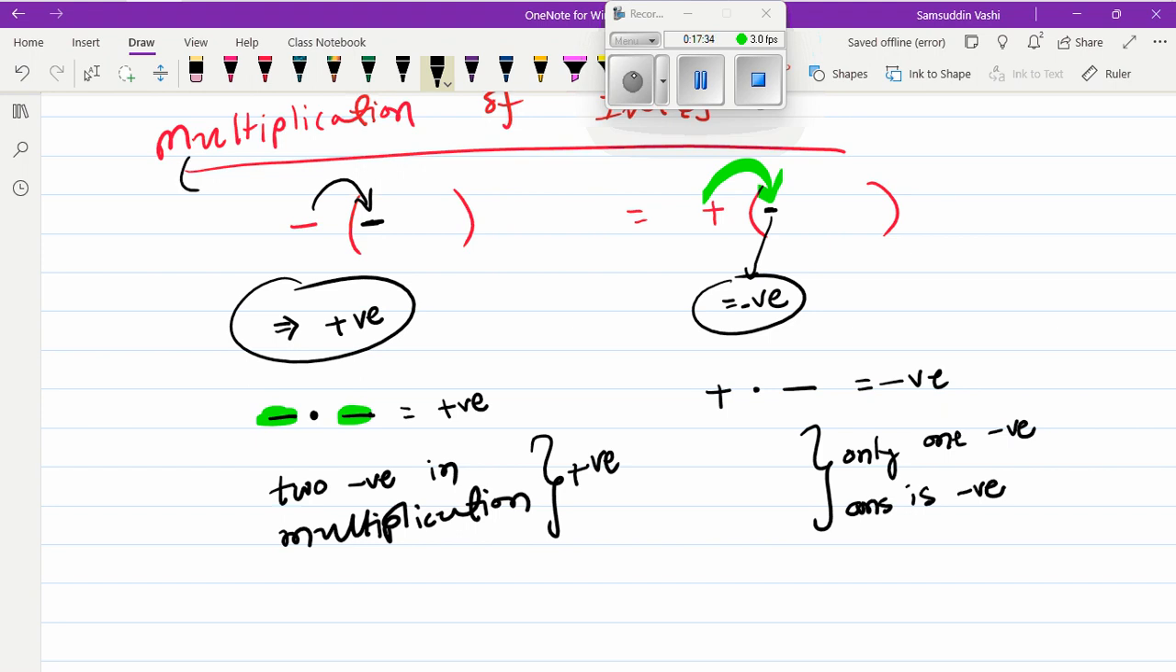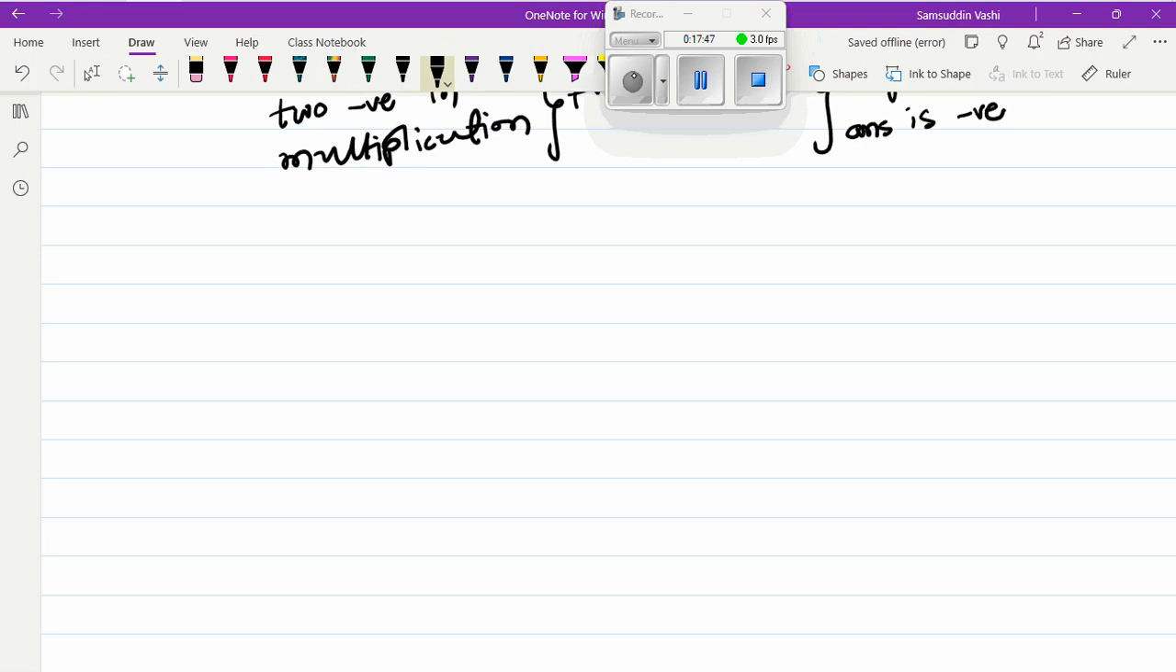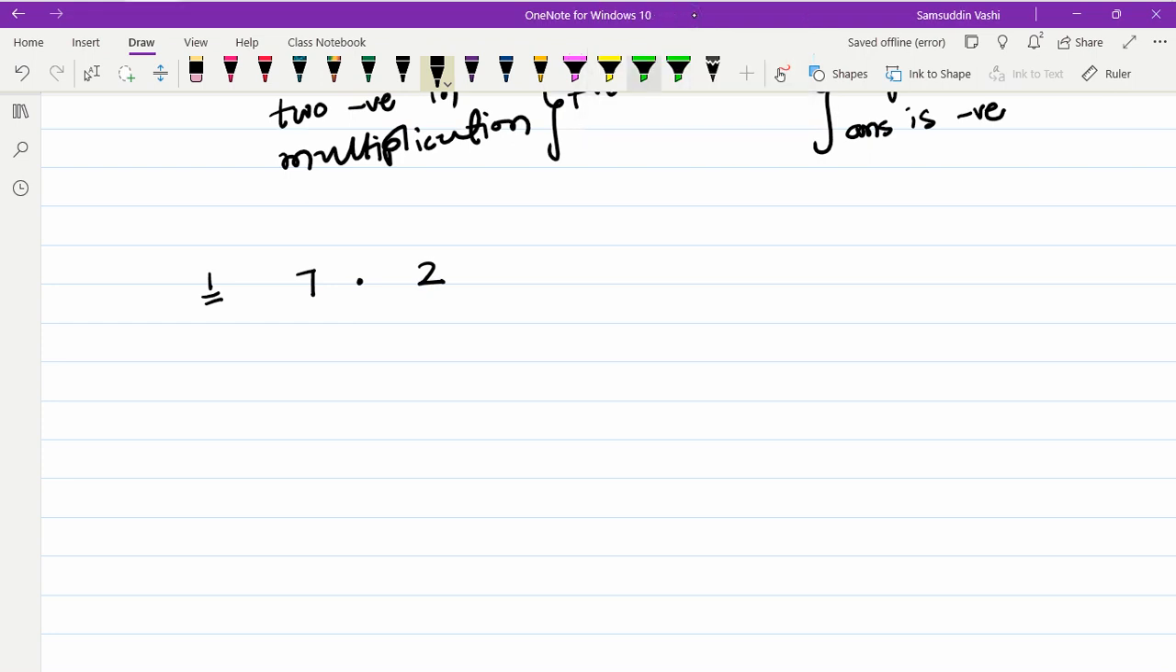No change. Multiplication and division rules are the same. Okay, so I'm going to give you a few examples for now. Right, let's start with the one that we know. 7 times 2. Okay, that dot is times. What is my answer? 14. We all know about it, isn't it?